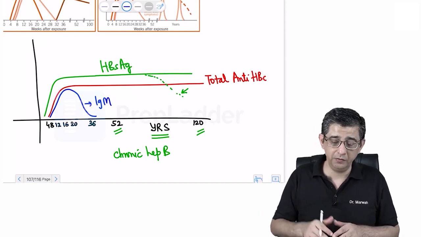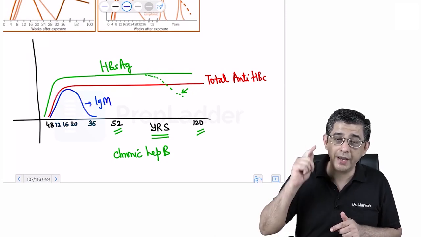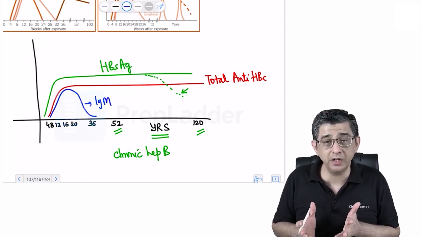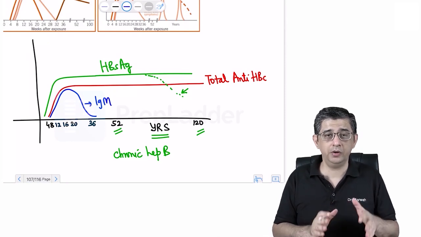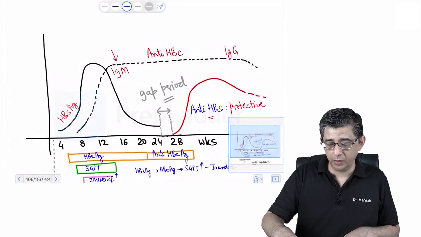So if you get a question in which surface antigen is positive and antibody to core antigen of the IgG class is positive for a relatively long duration, which is spanning over years, I would say, then you can assume that we are talking about chronic hepatitis B, whereas the curve that I showed you initially for acute hepatitis B will be slightly different.